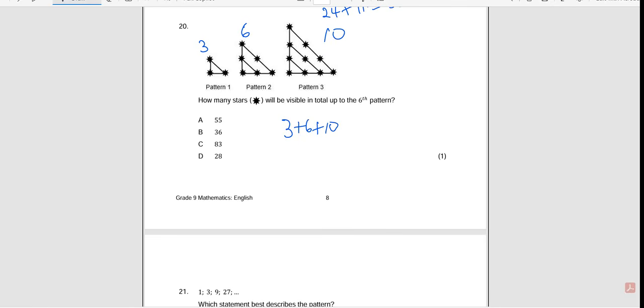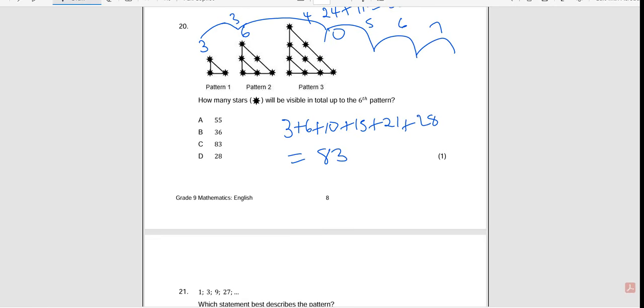So what is the difference? Here we have the difference from here to here. Here we have 3, here we have 4, meaning that the next one is going to be 5. And then 10 plus 5 is going to give me 15. In the next, it's going to be 6, and 15 plus 6 gives me 21. And then the next one, we're going to have 7. 7 plus 21 is going to give me 28. And then we add everything. The answer is 83.